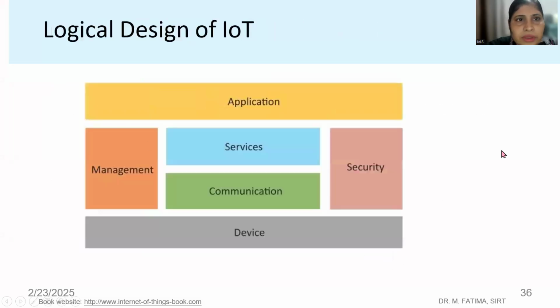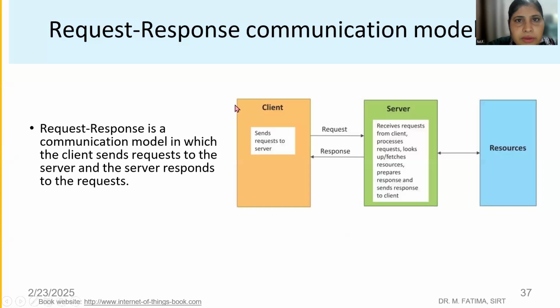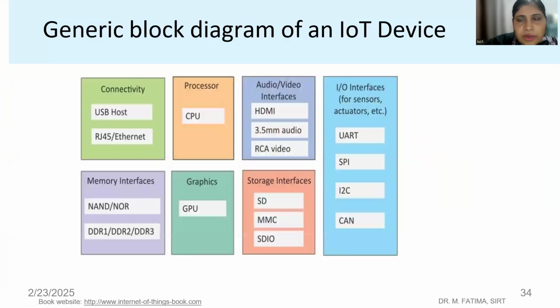Now, the general block diagram of an IoT device. An IoT device may consist of several interfaces for connections to other devices, both wired and wireless. Input-output device interfaces for sensors are required. Interfaces for internet connectivity are required. Memory and storage interfaces are required. Audio video interfaces are required.